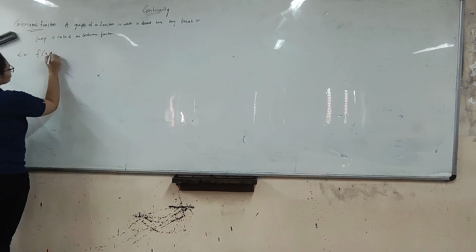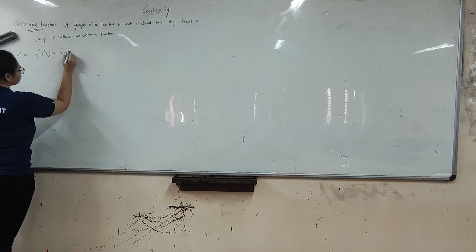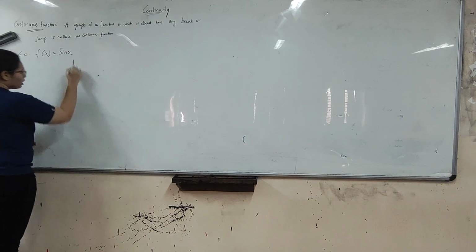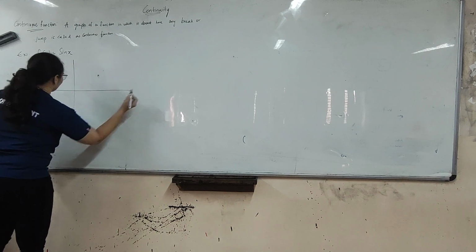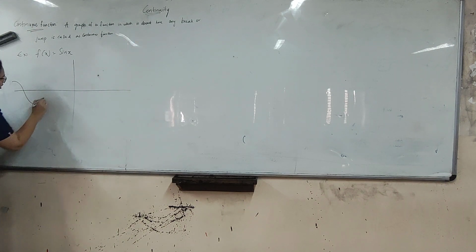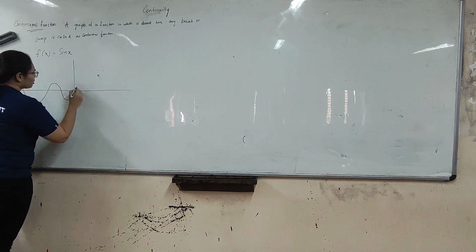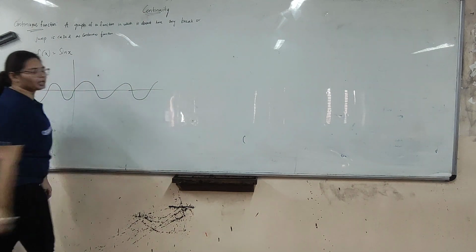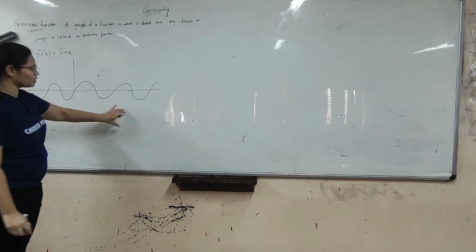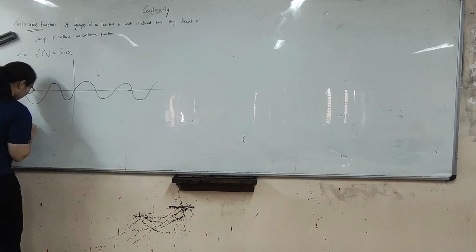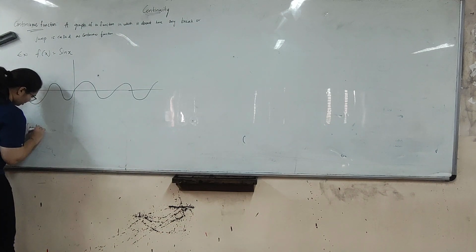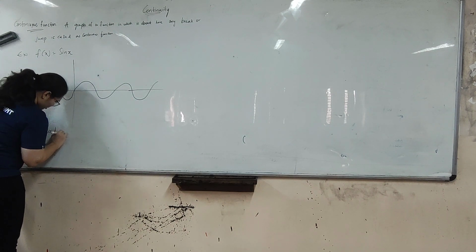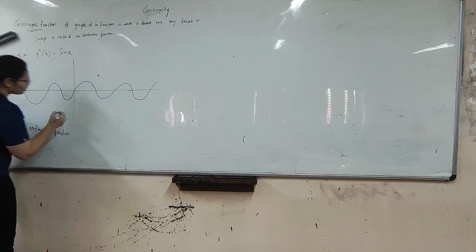f of x is equal to sin x. How will the graph be? It will move from negative infinity to positive infinity, through 0. I am not lifting the pen, right? So it is a continuous function.